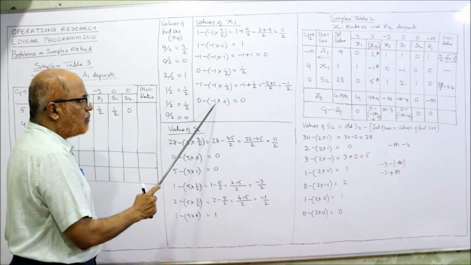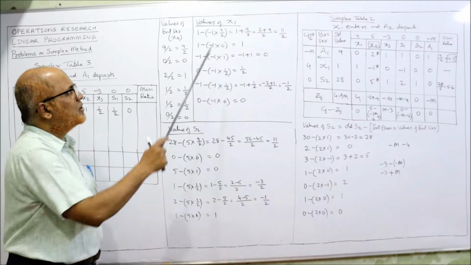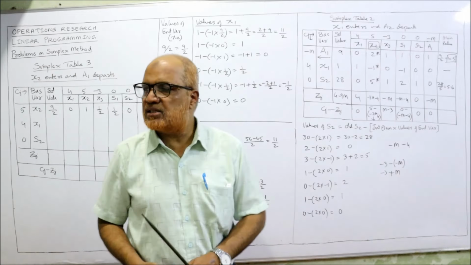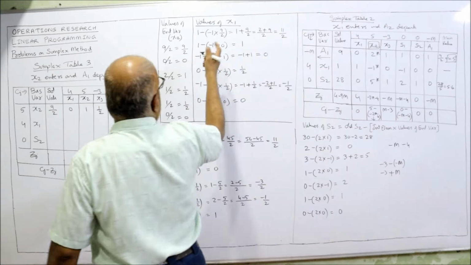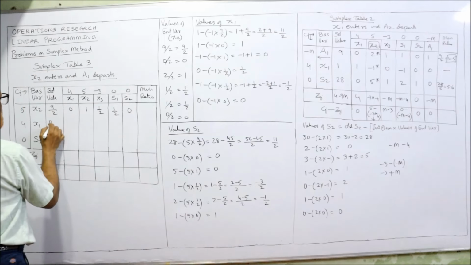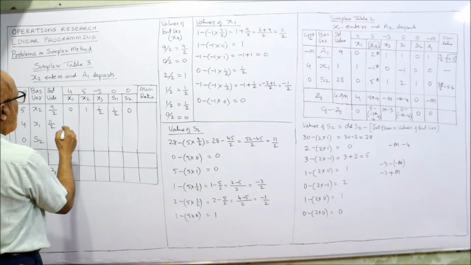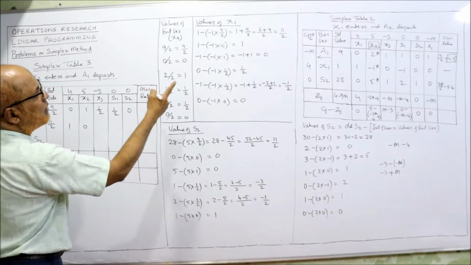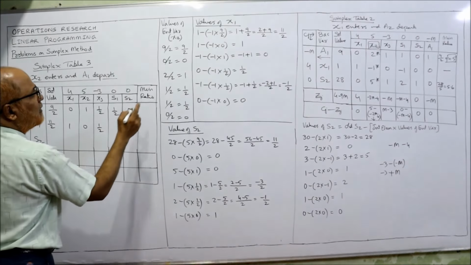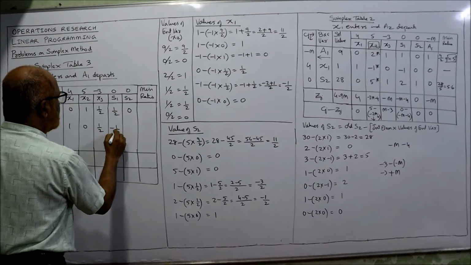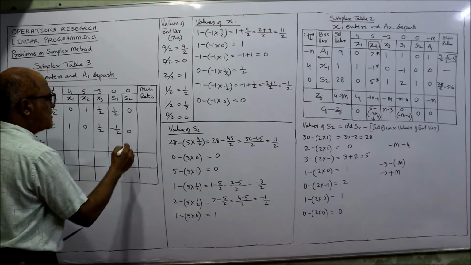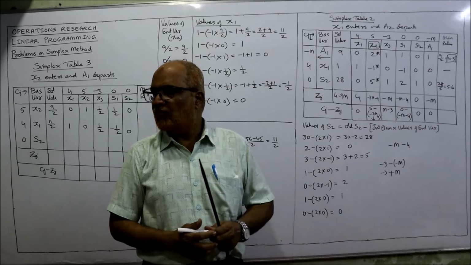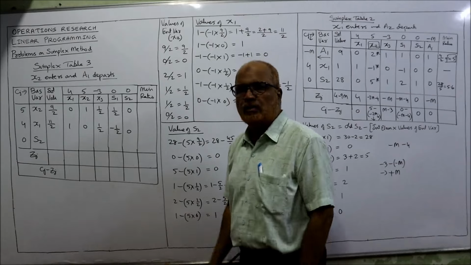And last one, 0 minus 0 is 0. So these are the values of x1. So I am taking down the value 11 by 2, then 1, 0, then half, then minus 1 by 2, and last one is 0. So we got the value of x1.